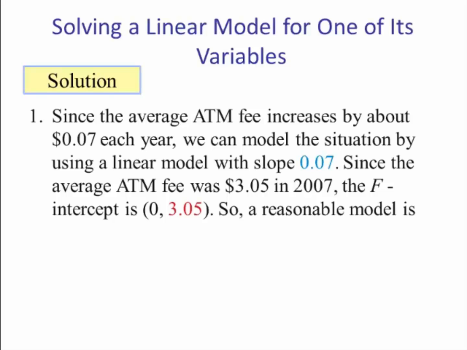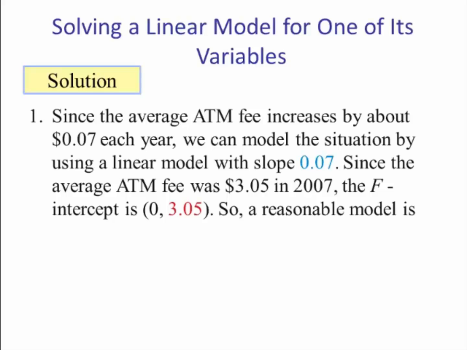Since the ATM fees increase by 7 cents each year, we can think of that as a slope. For every increase in year, the F increases by 0.07. Since the average ATM fee was $3.05 in 2007, the F-intercept is going to be (0, 3.05). If you recall, this is like our y-intercept, and our y-intercept is our beginning value.